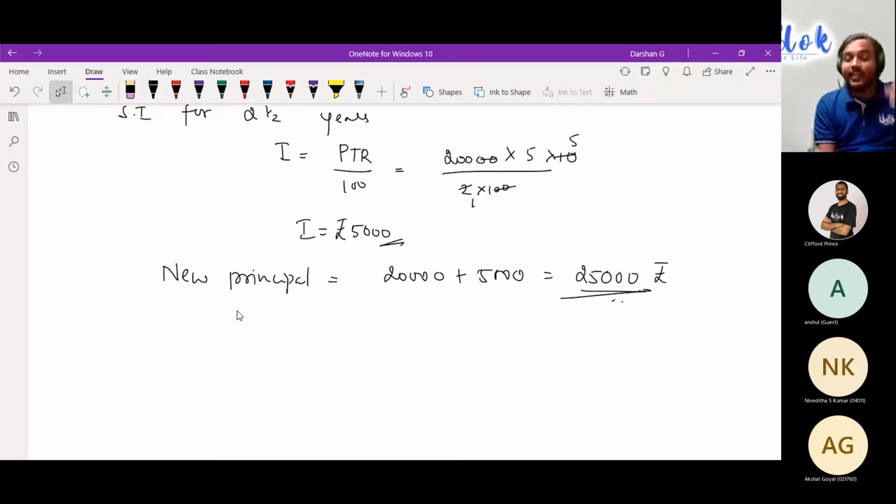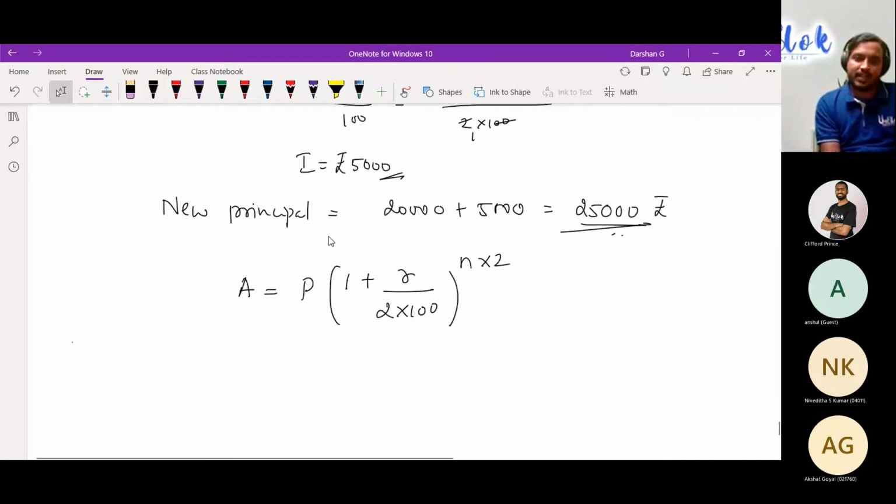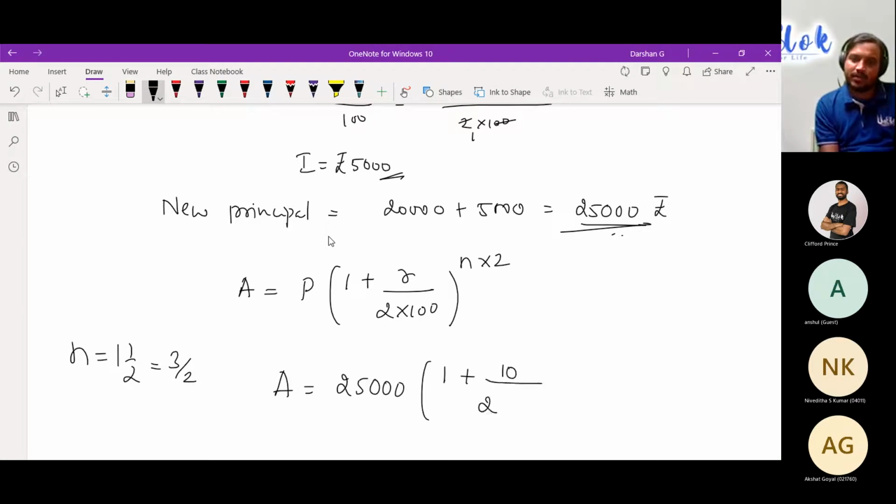On this, for the next 1.5 years, you have to calculate compound interest, and it's half yearly. So for 1.5 years, n will be 3 by 2. Please remember that. The principal is 25,000 rupees. Amount is 1 plus 10 divided by 2 into 100, to the power of 3 by 2 into 2.